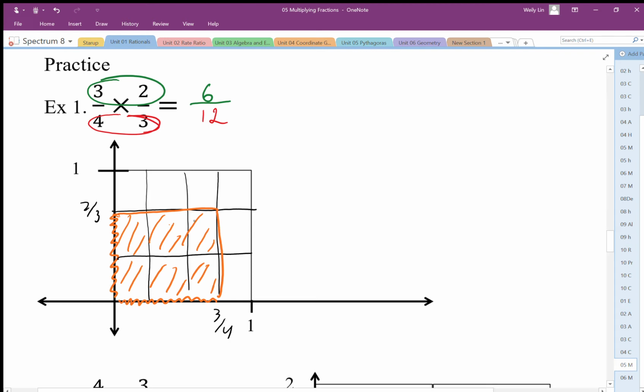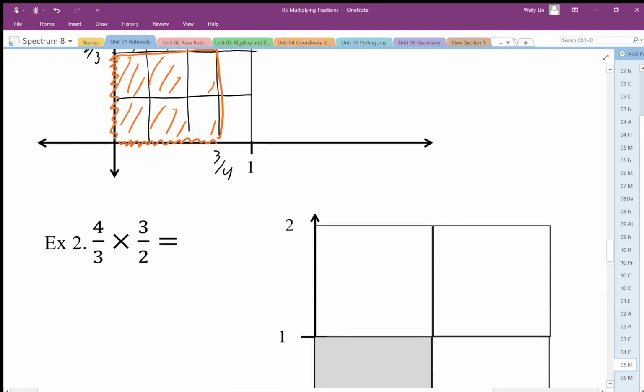So top times top, bottom times bottom seems to work. And again, if I take a look at this, I can easily rearrange this into 1/2. If I take these two pieces and put them up here, okay, I just want to get rid of this shading here. That's definitely a 1/2 fraction. So 6 out of 12, I can simplify to a 1/2 fraction as my answer.